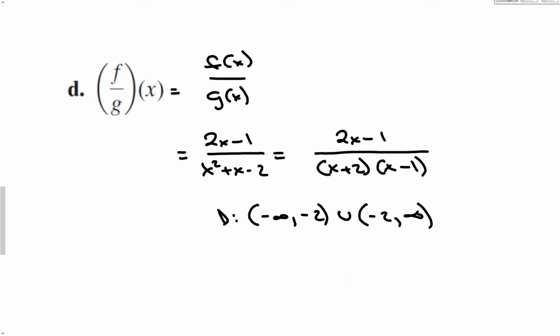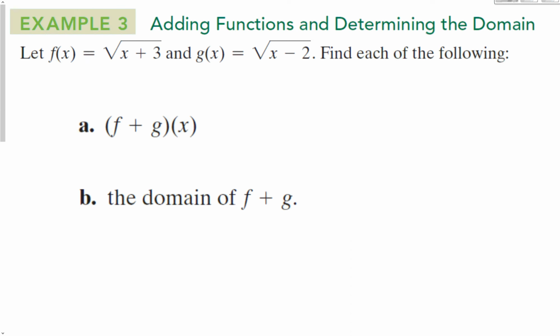So let's try to add a couple functions together that have a weird domain. Okay, so first, when I add these two things together, f of x plus g of x, that's going to be x plus 3 plus radical x minus 2. Those are not like radicals. I can't do anything with them. So that's as simple as it gets.